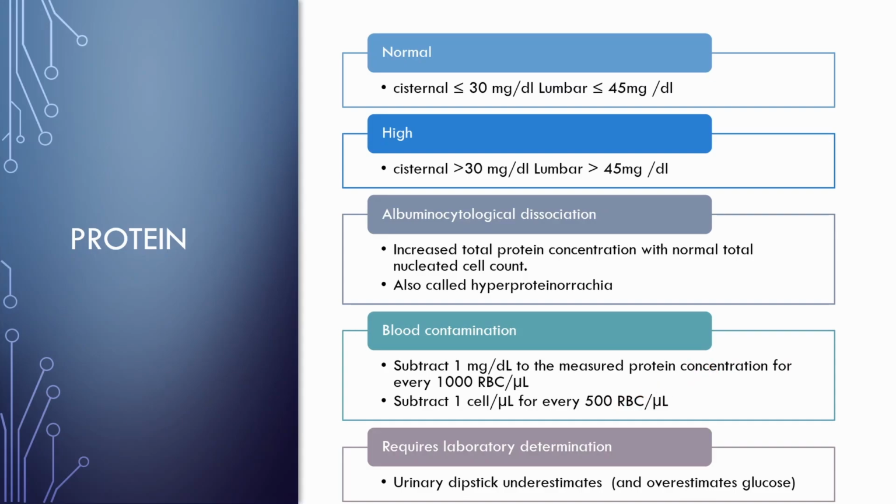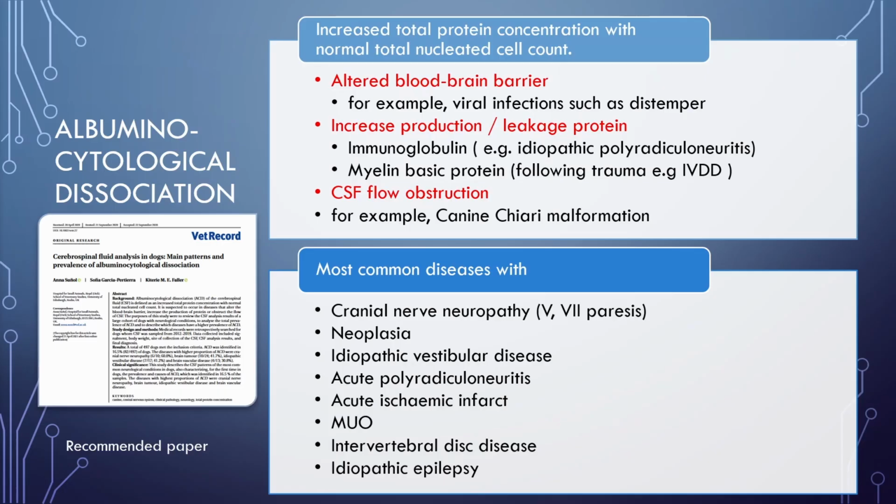Most people count the red blood cells using the 5 squares as before, and they can be distinguished from the white blood cells by the fact that they look like biconcave discs, as opposed to the larger white blood cells, which are flatter. So what diseases are associated with albuminocytological dissociation?